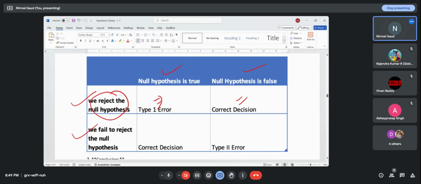Okay, now we fail to reject the null hypothesis if it is true. Then this is a correct decision. That means we are accepting the null hypothesis. And here we fail to reject the null hypothesis. That means we accepted the null hypothesis even though it is false. So this is type 2 error.